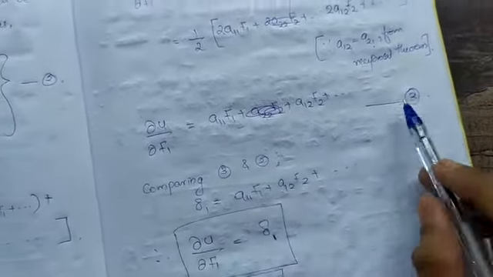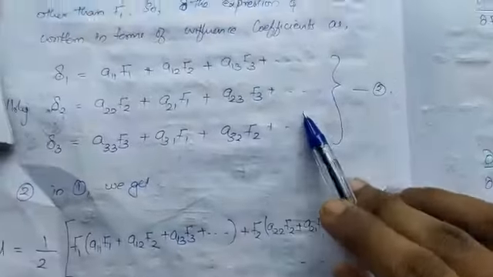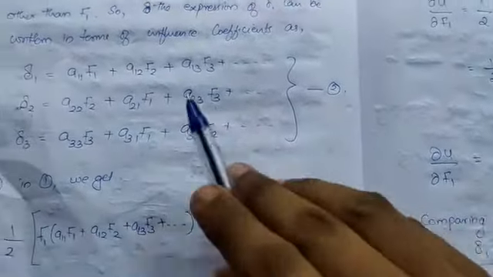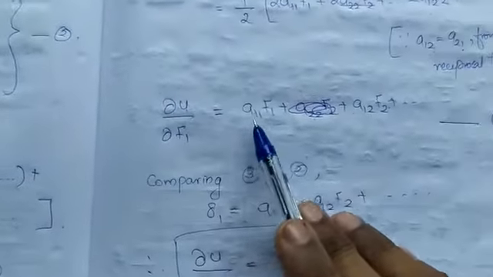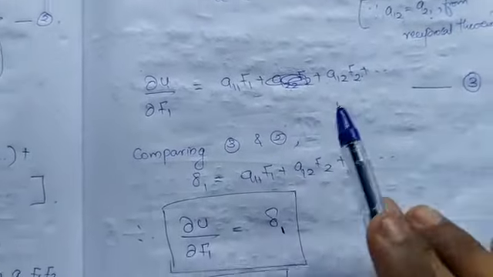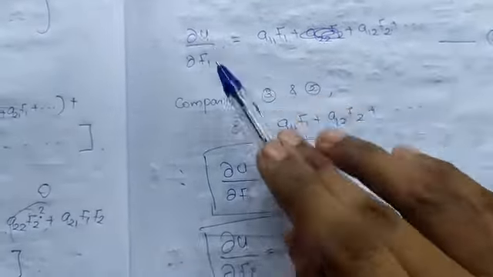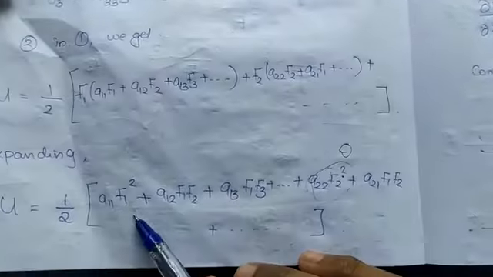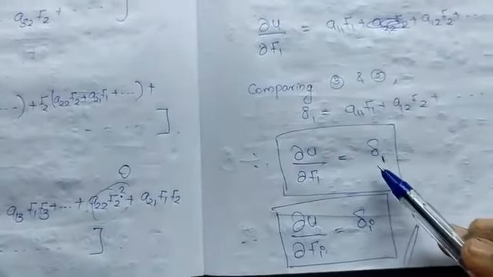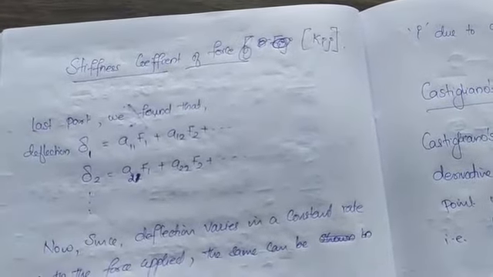So comparing this equation and the second one equation is this one. See, A11 F1 plus A12 F2, this is nothing but delta 1. Same thing we got, right? So delta 1 is A11 F1 plus A12 F2 plus etc. So that is what we got. Okay, so if you are differentiating this equation with respect to F2, you will get here delta 2. Okay, so this is Castigliano's first theorem.